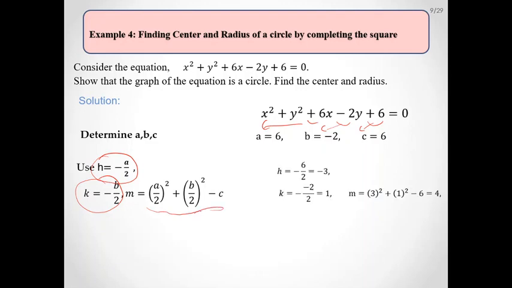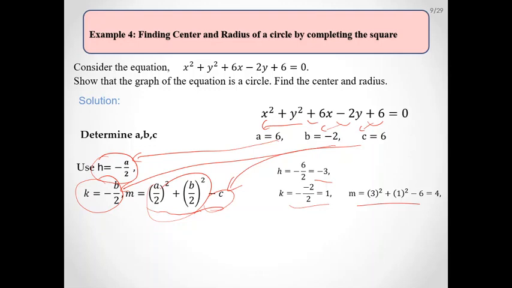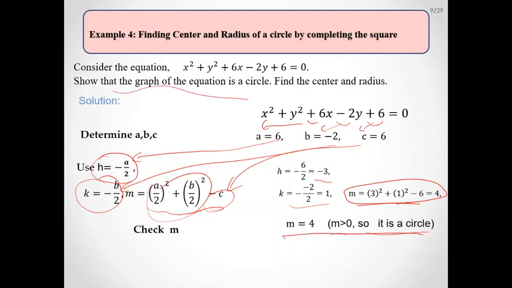And now if you use them, h with a of 6 will be minus 3, and the minus 2 is here, and then put them together with c. C is 6, so you will get h, k, and m. Then here we will concentrate on m, because if m is negative, then the graph doesn't exist. If m is 0, it's a point. And we check m is 4, so m is bigger than 0, so it's a circle. So we have shown the graph of the equation is a circle.